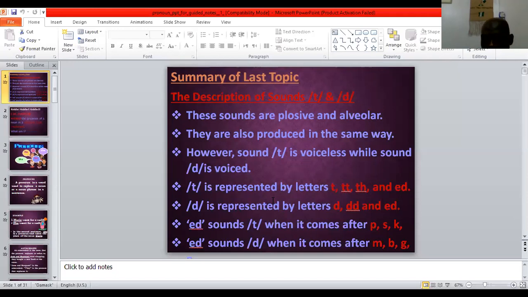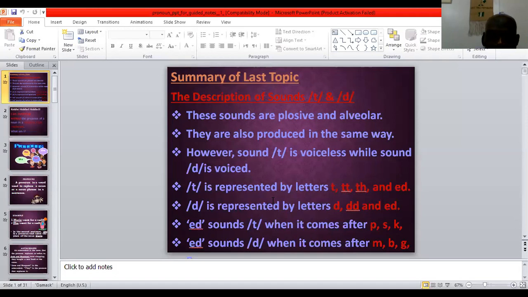Like other sounds in the English language, both sounds are represented by various letters in words. For sound t, the sound is represented by letter T, at times letters TT, TH, and the suffix ED. For the second sound, it is represented by letters D, DD, and is also represented by the suffix ED in words.